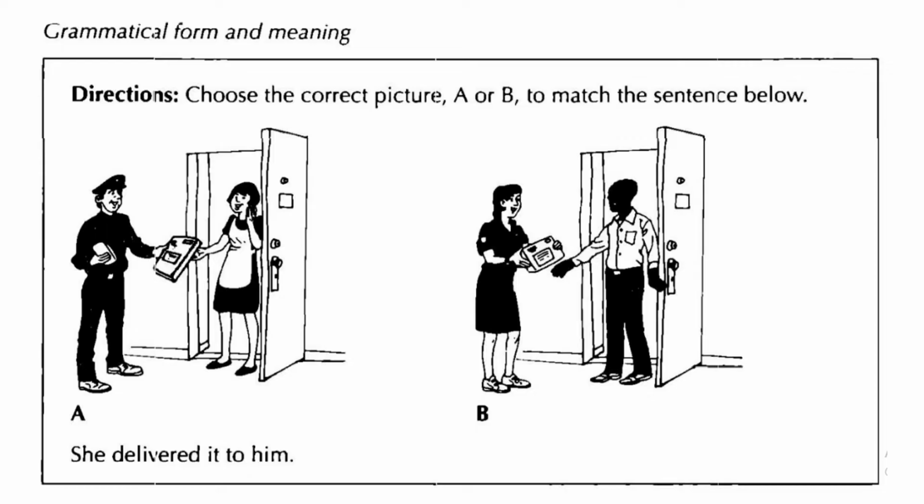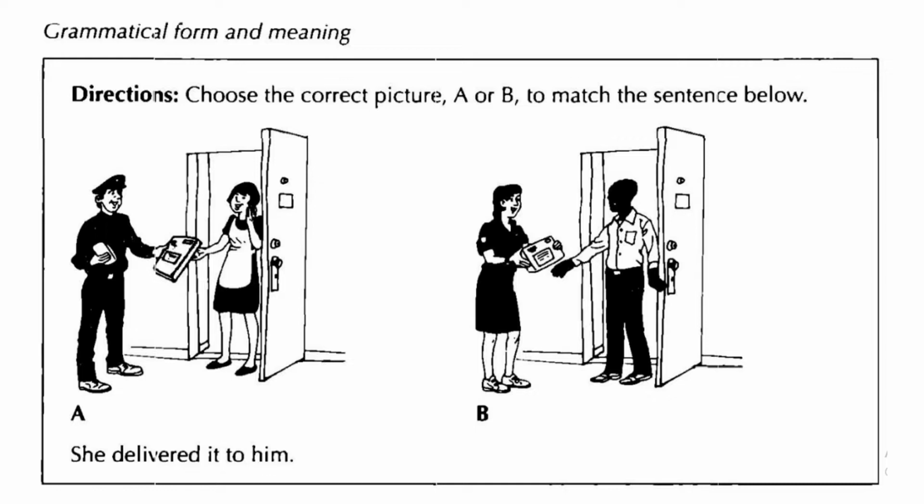So what do we call this here? We call it a discrimination task. What does the teacher test here? You see, it tests both grammatical form and meaning. Okay, form, because here, if you examine the sentence, the sentence includes what?